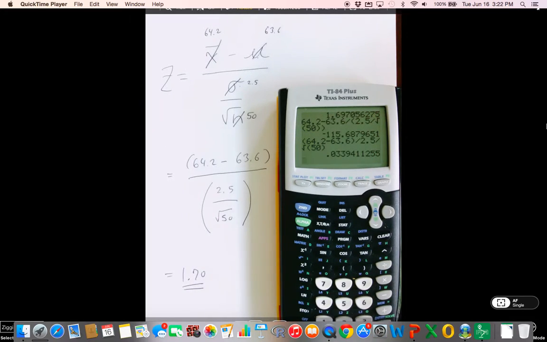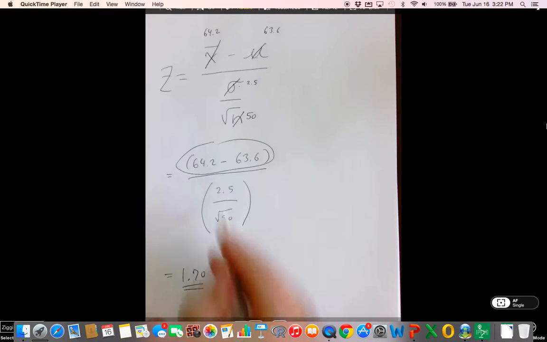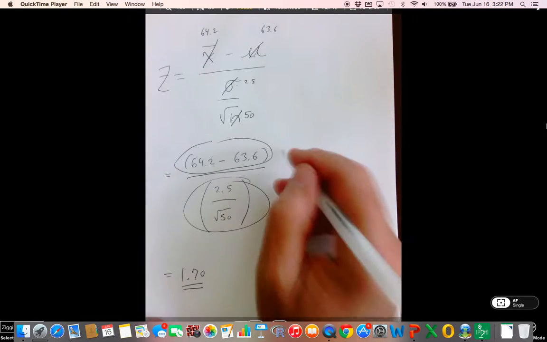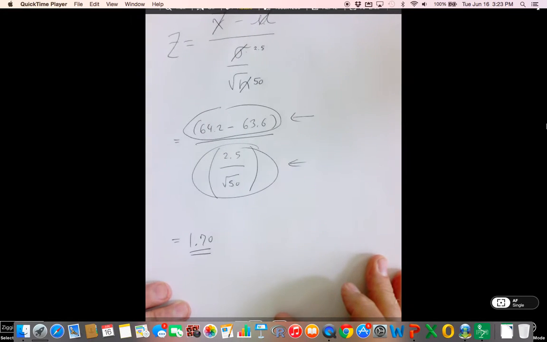Well, again, if it's your goal to get the wrong answer, then don't put it in parentheses. You'll get the wrong answer there. What happens right here is your calculator will take 64.2 minus 63.6, and then it will divide by 2.5. It will calculate the answer, and then it will take that answer and divide it again by the square root of 50. Guys, you don't want that. You want this number calculated and this number calculated and divide this by this, not get into multiple divisions.